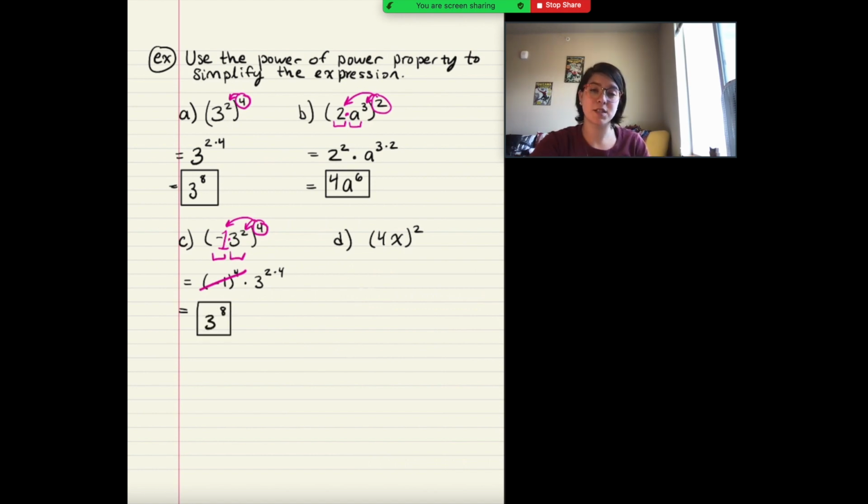Finally, we have 4x squared. So remember, 4 is being multiplied. So that means we have 2 terms inside our parentheses. So we'll have to distribute our 2 to the 4 and to the x. So we'll get 4 squared times x squared. But 4 squared is just 16, so we can write this as 16x squared.